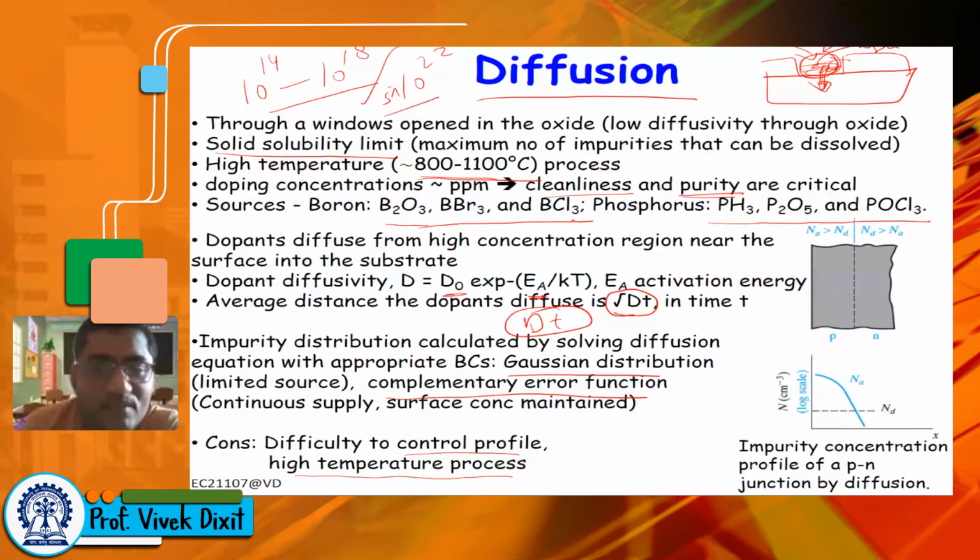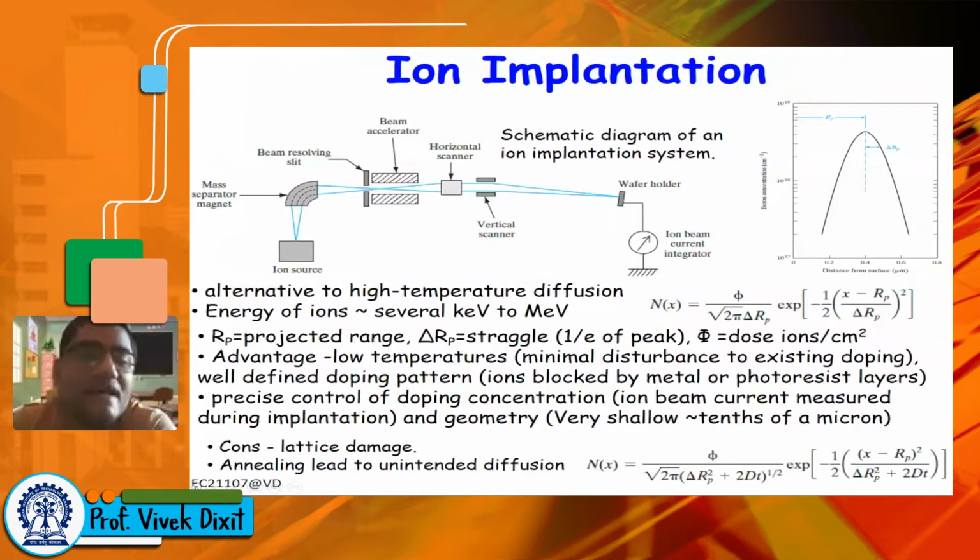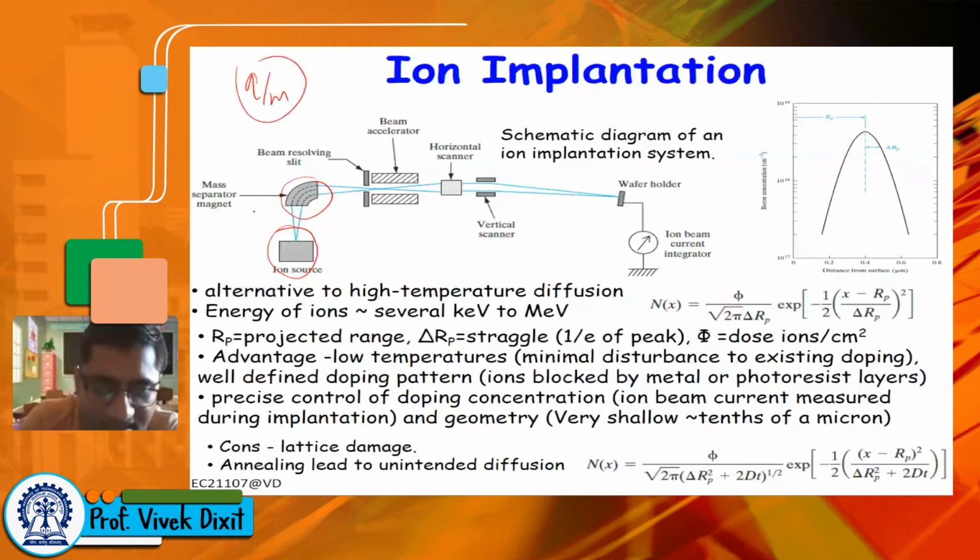So there is another method which is more precise, called ion implantation. In ion implantation, these dopant species are ionized here, and they are selected using a mass separator magnet, because in the magnetic field these species will respond according to the ratio of Q by M. So you can select them. And once you have selected the species, it is accelerated with certain energy. Now this acceleration energy will define how deep these ions will go into the wafer.